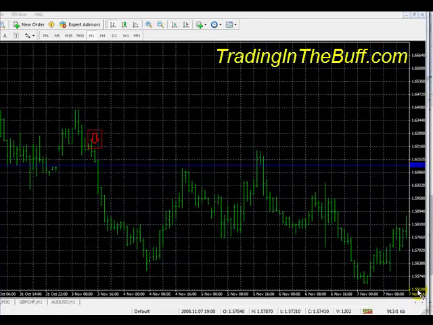Hey guys, back for chapter number 3. In this chapter I'm just going to go over how these patterns, these 1, 2, 3 patterns, show support and resistance areas. So hopefully you read chapter 3 first before you're looking at this.